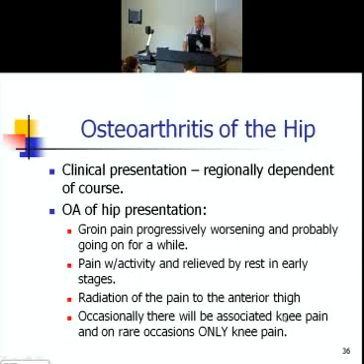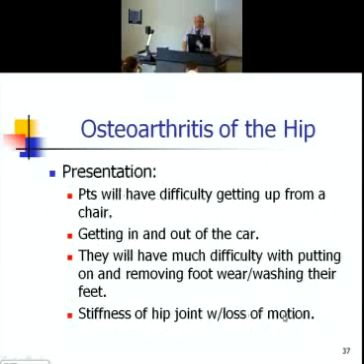So again, how these patients will present, we've kind of talked about this. The one thing about osteoarthritis of the hip that you should be aware of is that patients will notoriously have difficulty getting up from a chair. So this is a question I tend to ask if I think that a patient has osteoarthritis of the hip. Do you have trouble getting out of a chair? And the lower the chair is, or the softer the chair is, the more problems they have.